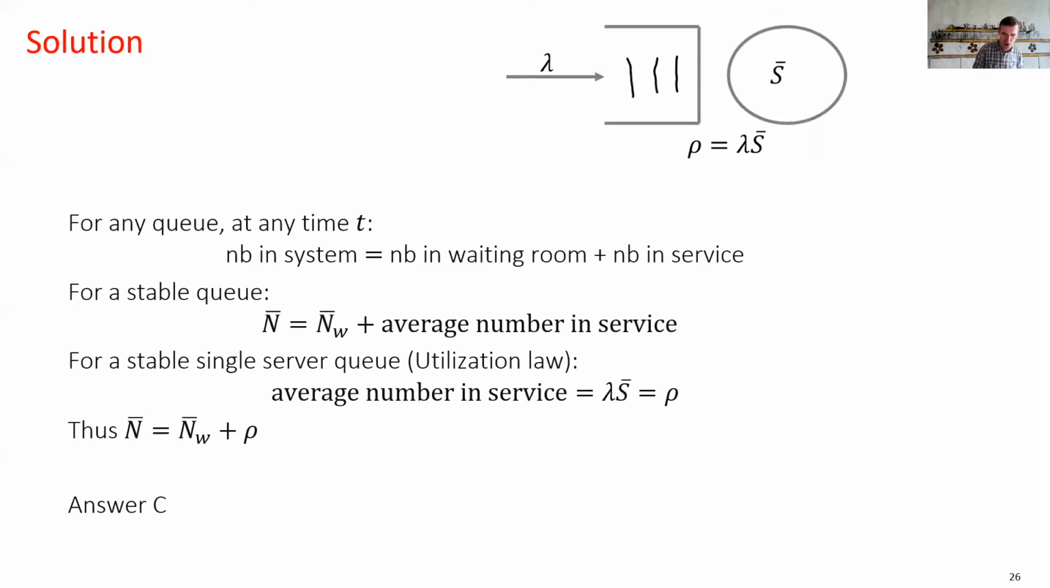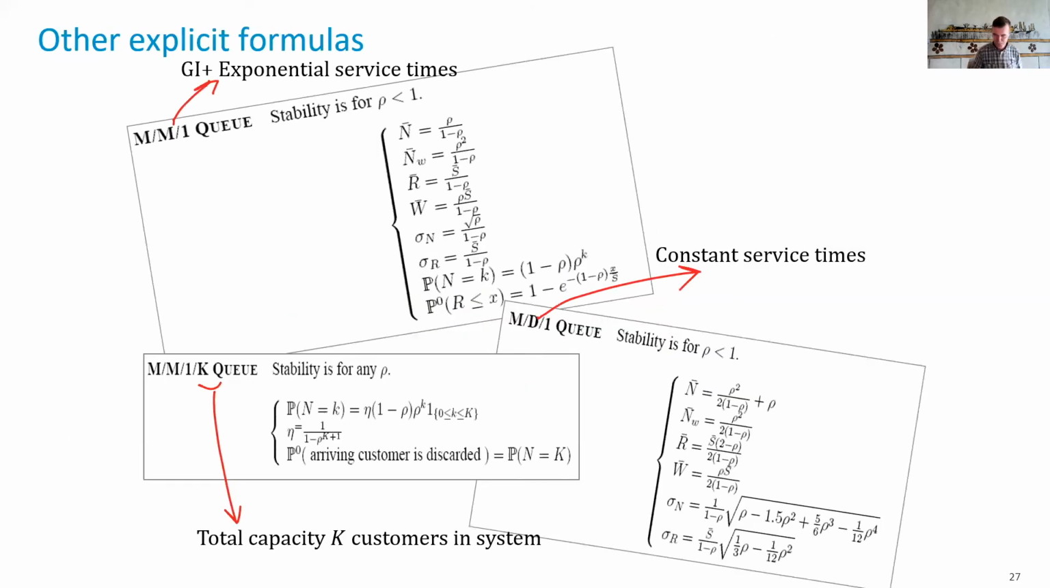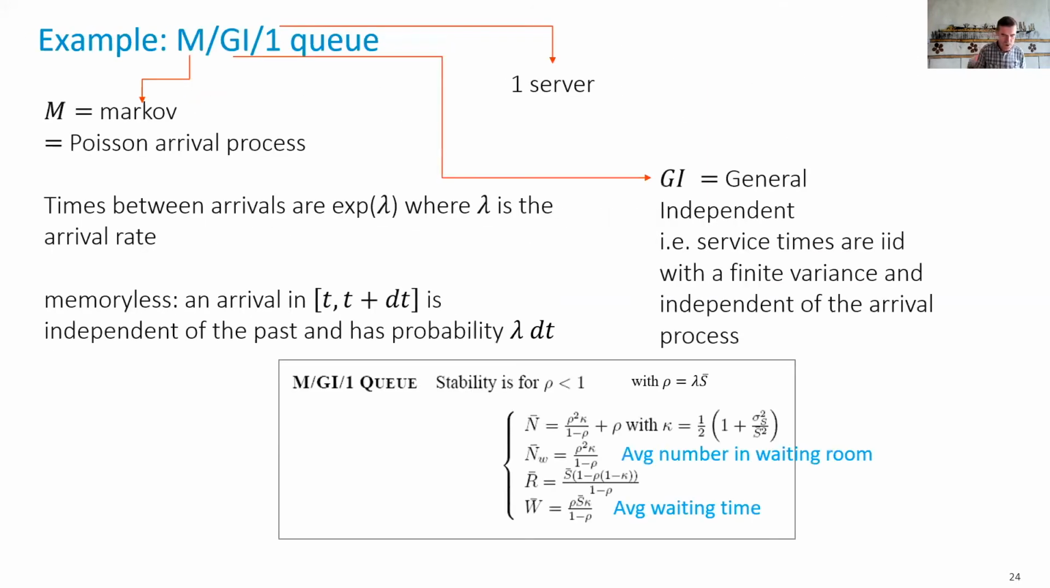This is again Little's law. The number of customers in the system is the number in the waiting room plus the number in service. So this is true at every point in time, so it's true for averages, of course. So n bar is n bar w plus the average number in service. And we saw from application of Little's law, which is called the utilization law, that the average number of customers in service is rho. So this is not a surprising formula. Congratulations to the majority.